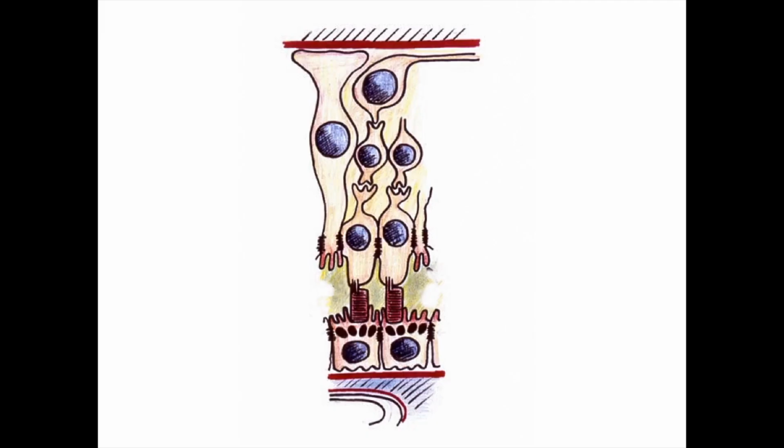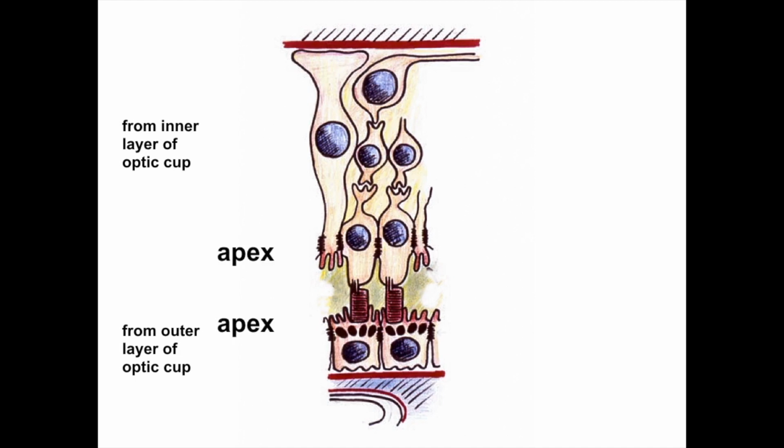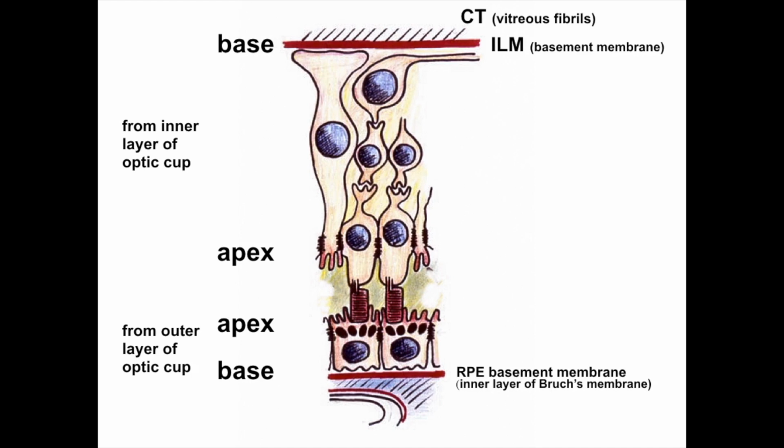This diagram shows the retina and the RPE, which are derived respectively from the inner and outer layers of the optic cup. The apical surface of each layer projects into the potential subretinal space. The basement membrane on the outer surface of the inner layer forms the internal limiting membrane of the retina. The collagen fibers of the vitreous humor are attached to this basement membrane. The basement membrane of the outer layer forms the basement membrane of the retinal pigment epithelium, which is part of Bruch's membrane.